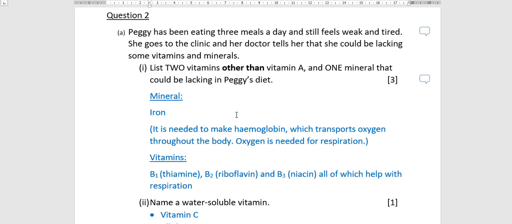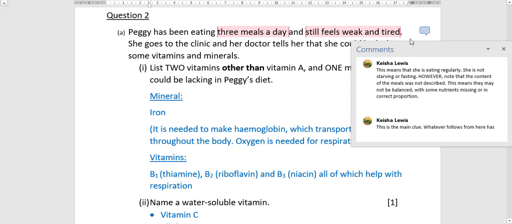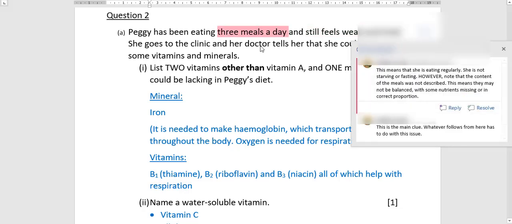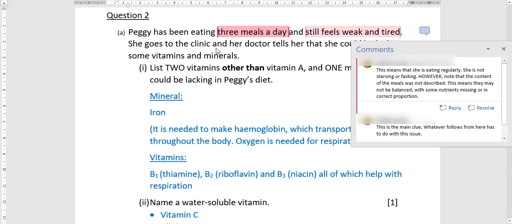Now let's move on to question 2. A. Peggy has been eating 3 meals a day and still feels weak and tired. So it tells her that she could be lacking some vitamins and minerals. So let's look at that part of the question first. What do we say here? Right. So when they say that she's been eating 3 meals a day, this means that she is eating regularly. She's not starving, she's not fasting.